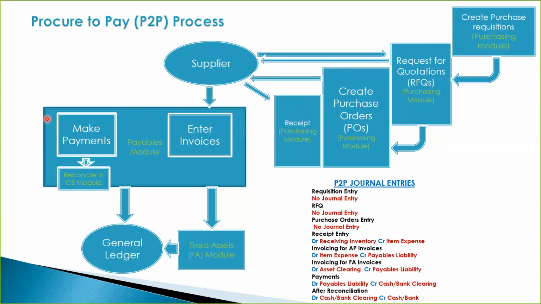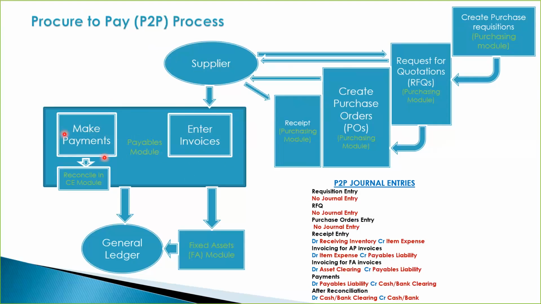Alternatively, there might be payment terms where, based on the agreements that we have with the supplier or the vendor, we might pay them within 30 days for that invoice. So we'll enter the invoice, but we won't make the payment immediately. We'll make the payment later. That happens too, within the procure-to-pay cycle.